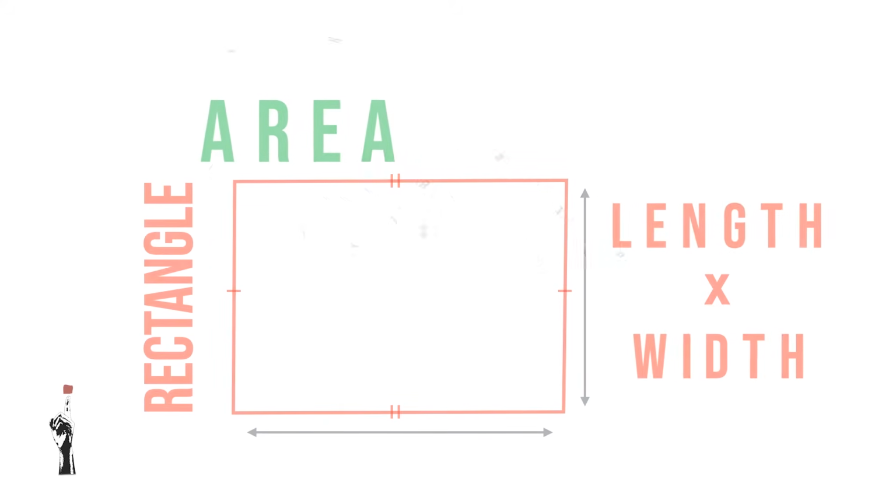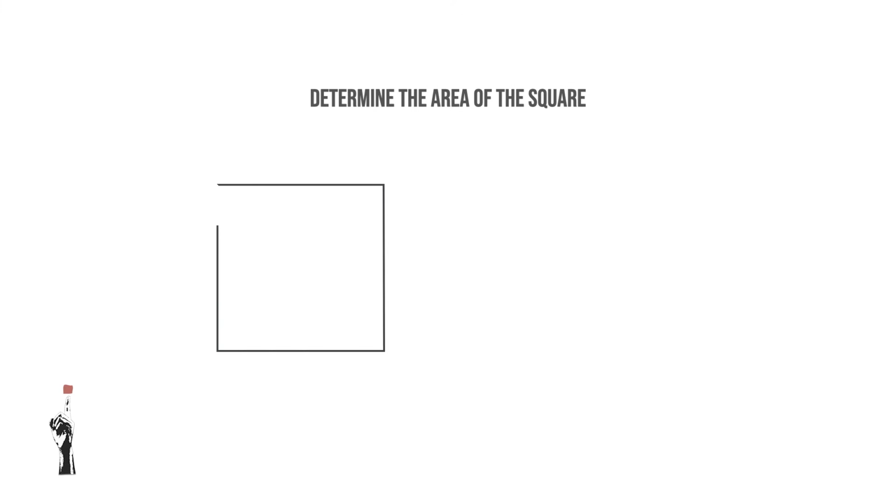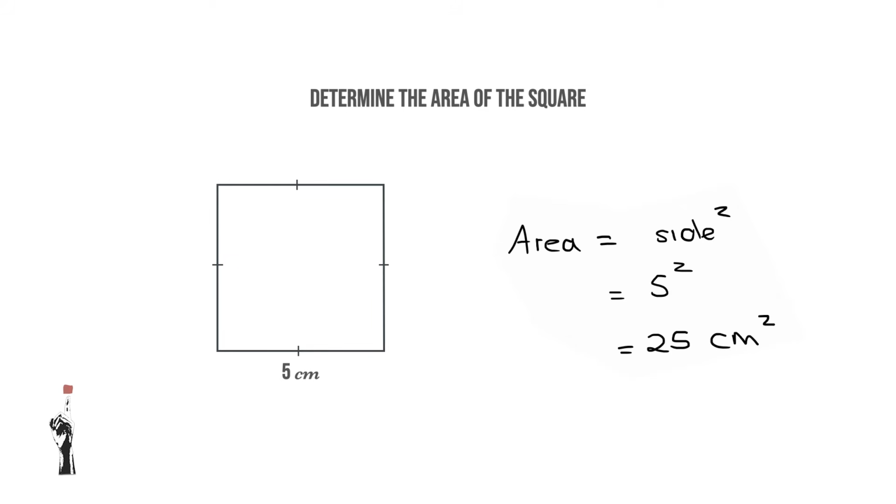Let's do some examples. Determine the area of this square. Since I know that this is a square, I know all sides will be 5 centimeters. Area is equal to side squared. Therefore, 5 squared, which gives me an answer of 25 square centimeters. Remember to write your units.